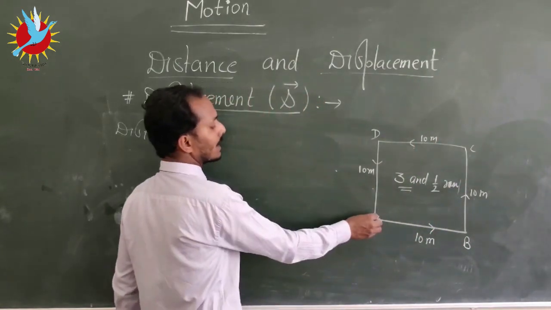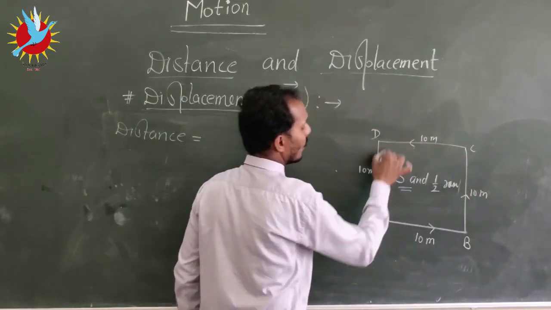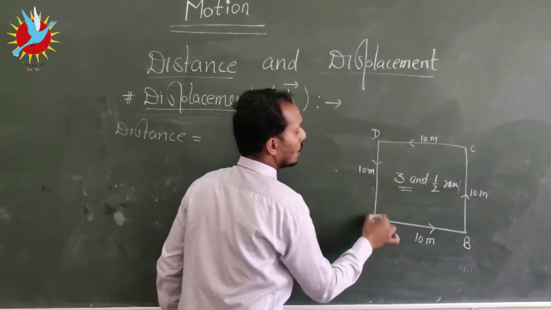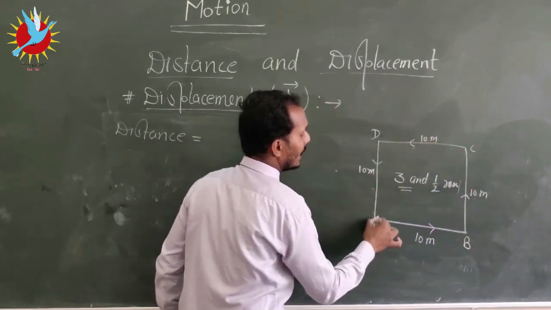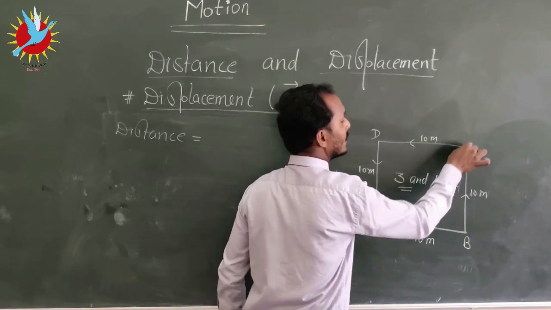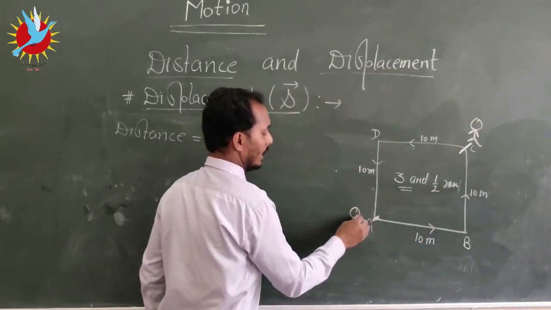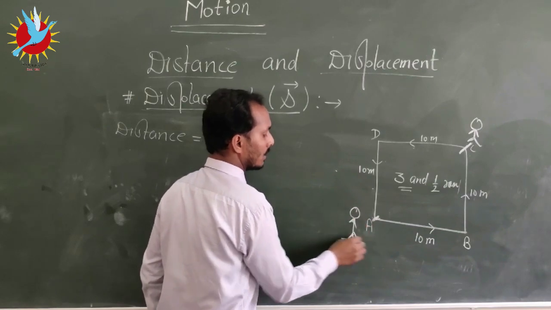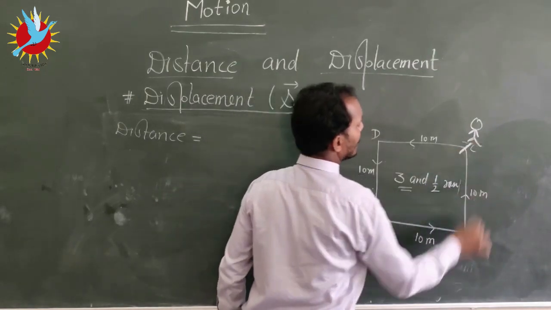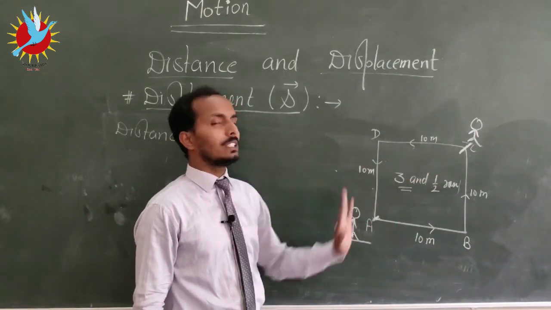It means he starts at A, then first covers 3 rounds: 1, 2, 3, and now the half. After 3 and a half rounds, he reaches this position. So this is his final position. A is the initial position and C is the final position.